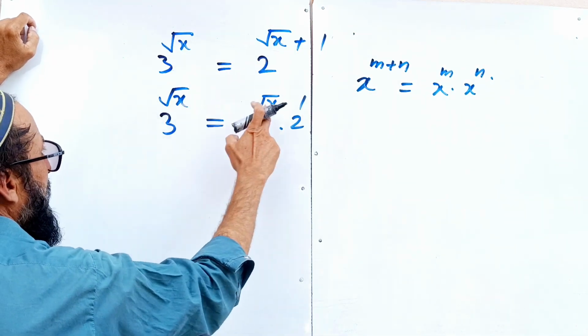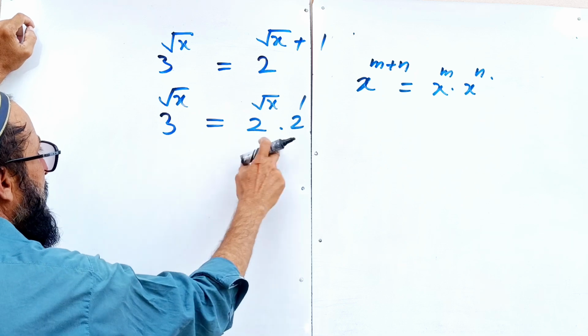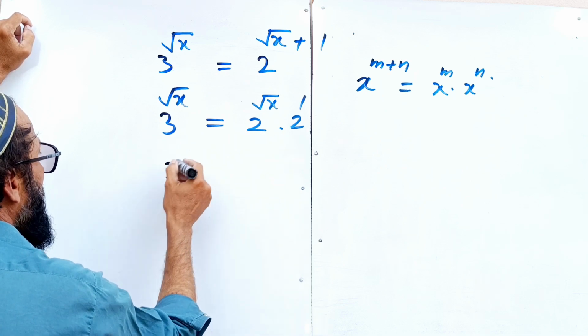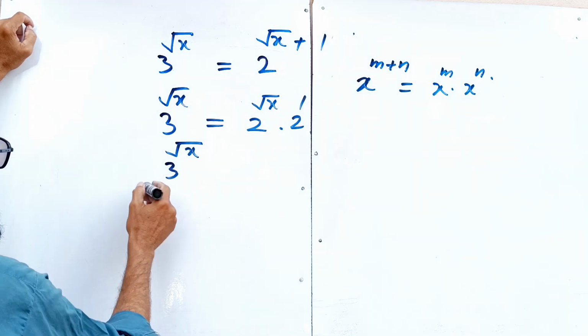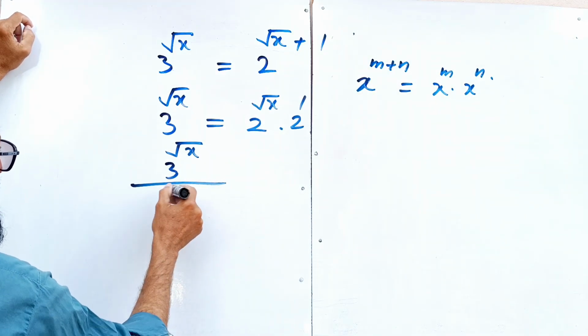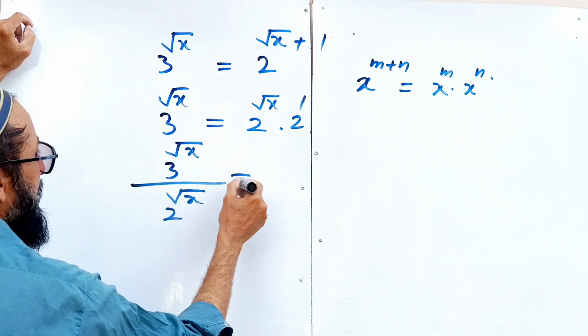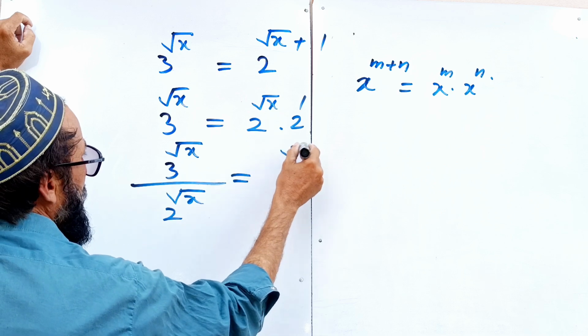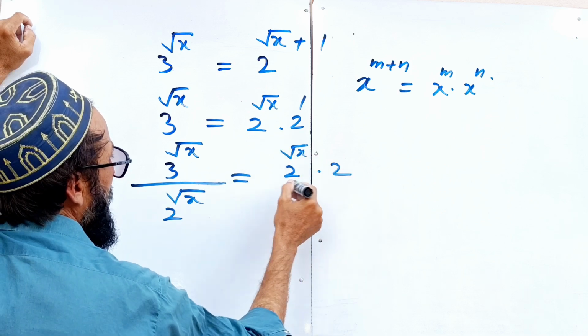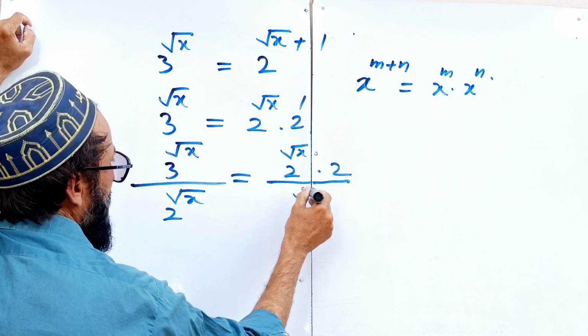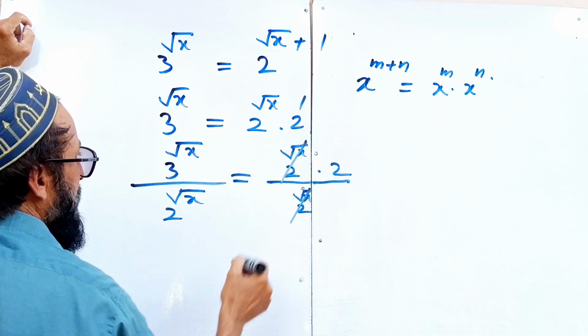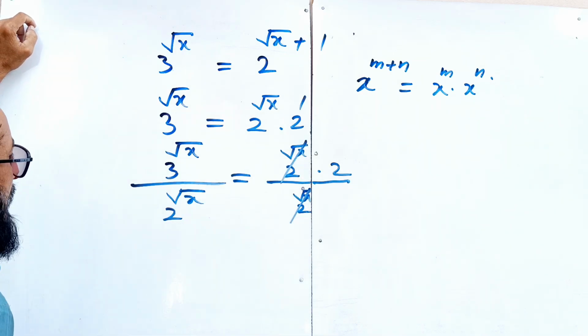Here is square root of x and here is square root of x. We divide this term on each side. So 3 exponent of square root of x divided by 2 exponent of square root of x is equal to 2 exponent of square root of x times 2 divided by 2 exponent of square root of x. These cancel each other.